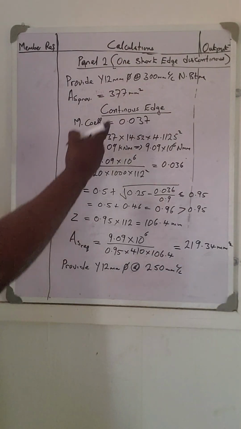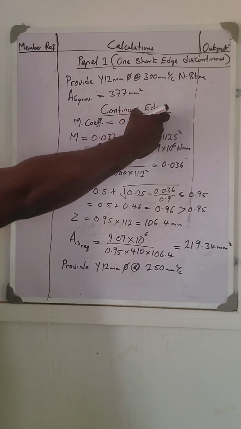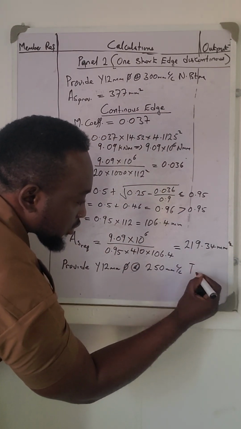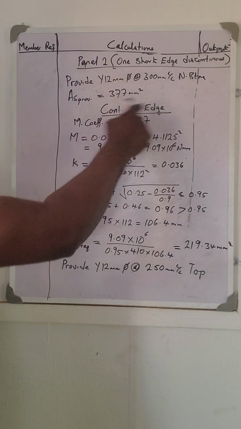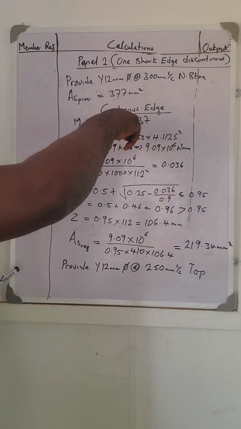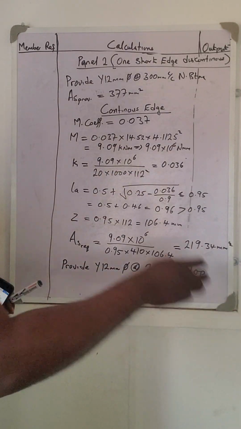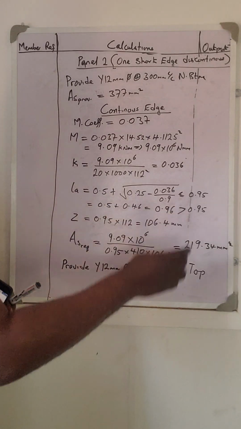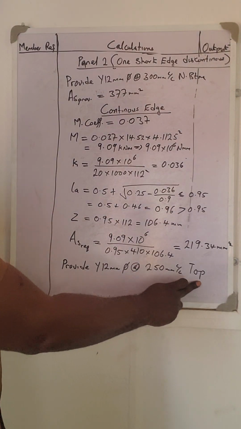This is the continuous edge. Where are we now placing this reinforcement? We are placing it at the top. Because I told you at the continuous edge, the tension is at the top. This is a hogging moment. Alright? This is a hogging moment. So the tension is at the top. So we are going to place this reinforcement at the top.